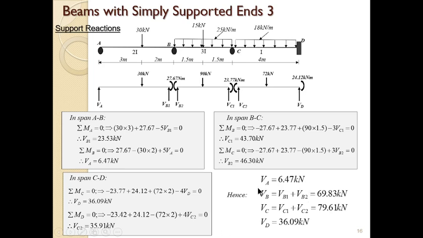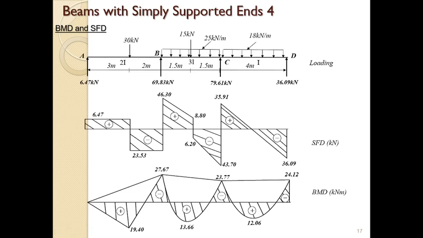So when we come here, our VA is well pronounced. VB will be VB1 plus VB2, which gives us this. VC will be VC1 plus VC2, which gives us this. And VD we have calculated. So the next thing is for us to go and draw the shear force and the bending moment diagram.